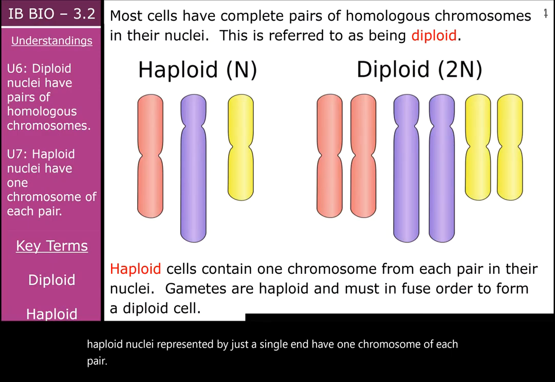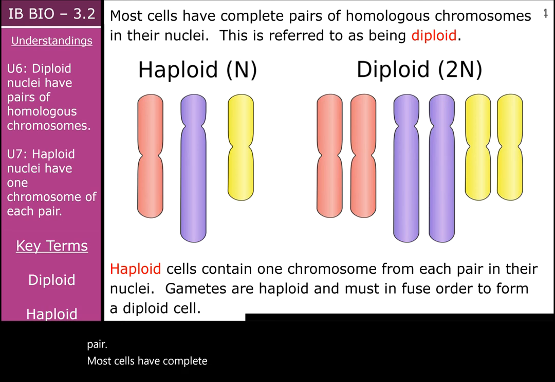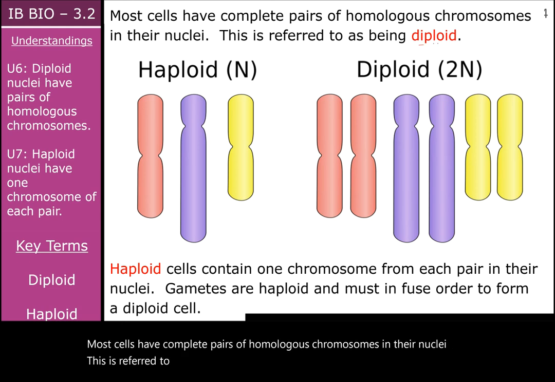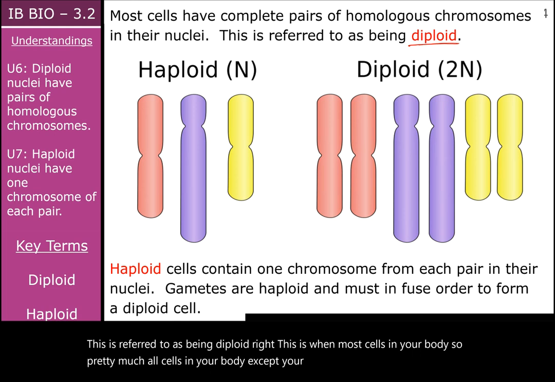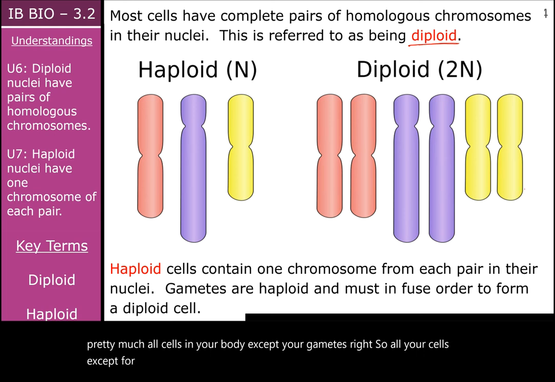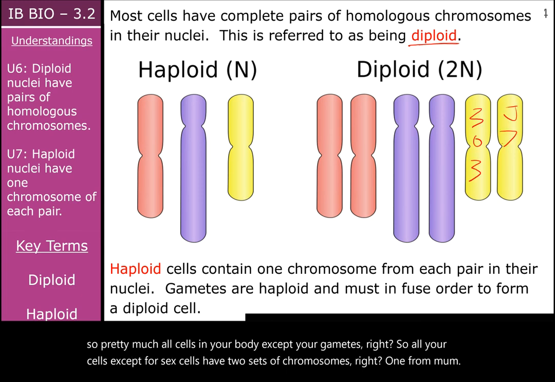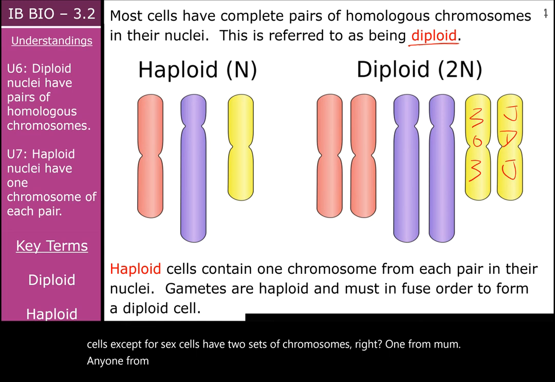Most cells have complete pairs of homologous chromosomes in their nuclei. This is referred to as being diploid, right? This is when most cells in your body, so pretty much all cells in your body except your gametes, right? So all your cells except for your sex cells have 2 sets of chromosomes, right? One from mom and one from dad, right?